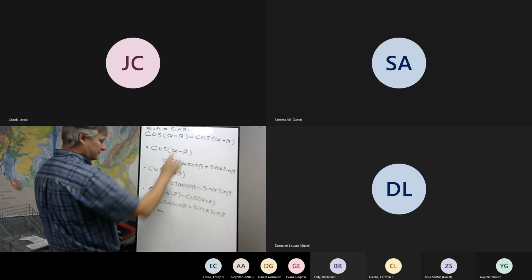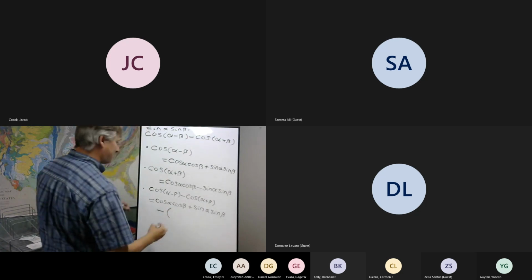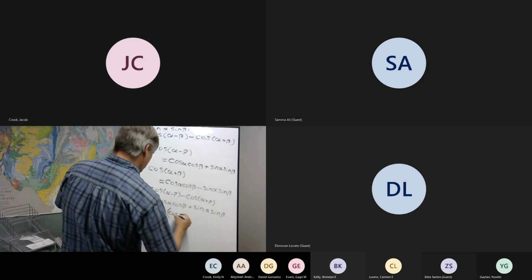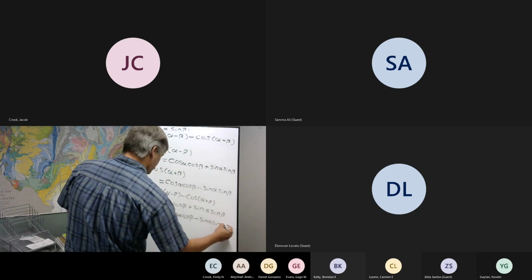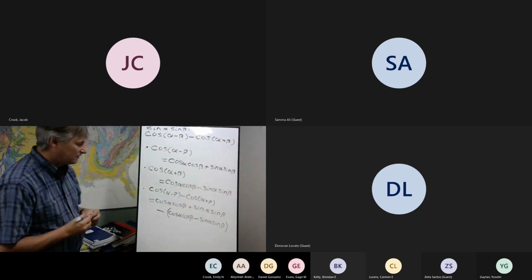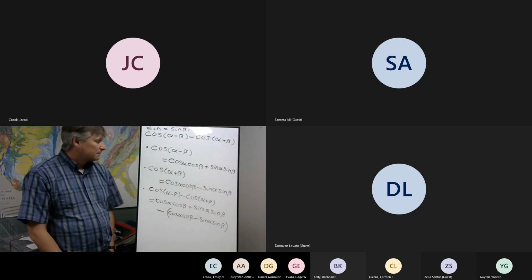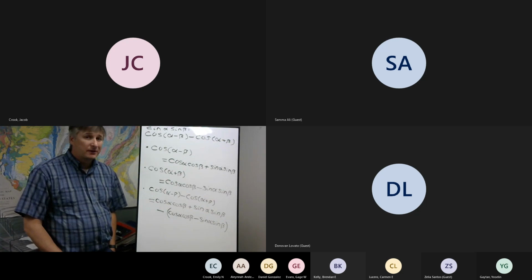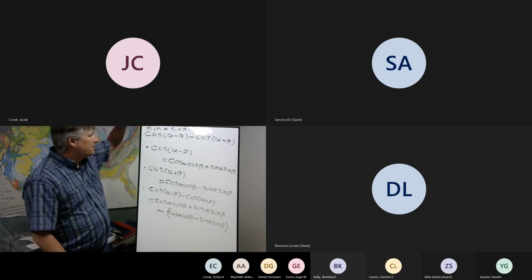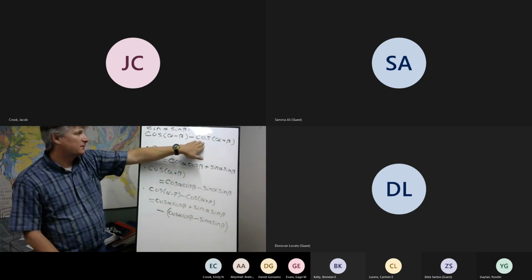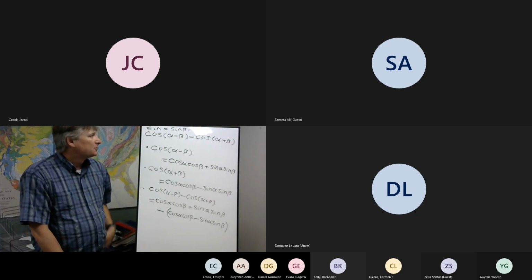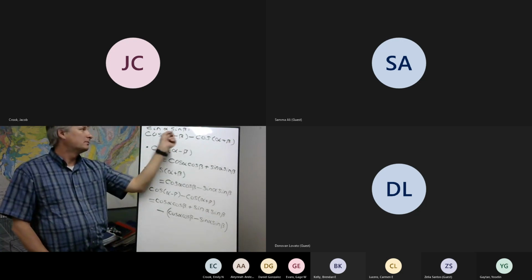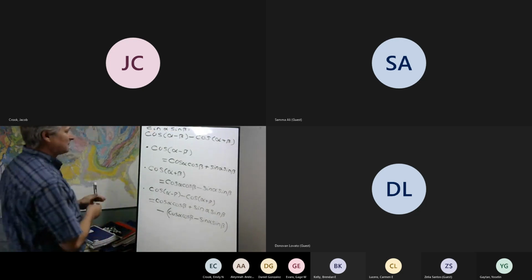So since we're subtracting, we're going to get this. And what we're basically doing is verifying this identity. We have sine of alpha sine beta is equal to this difference, cosine alpha minus beta minus cosine alpha plus beta. So we're verifying this right side to see if we get something like this.